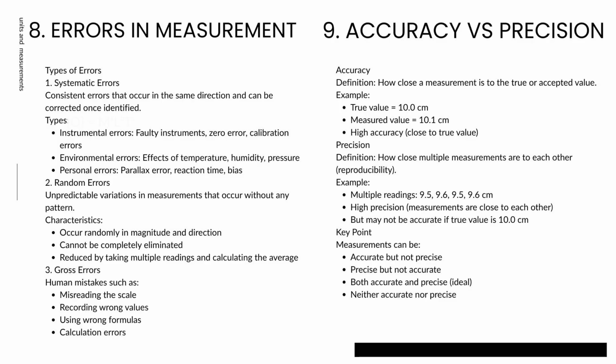We have accuracy to be how close a measurement is to the true or accepted value, how close it is to the true value. While precision is how close multiple measurements are to each other. So the reference of accuracy is to the true value, while the reference point of precision is to each other, to other measurements that the same instrument makes.